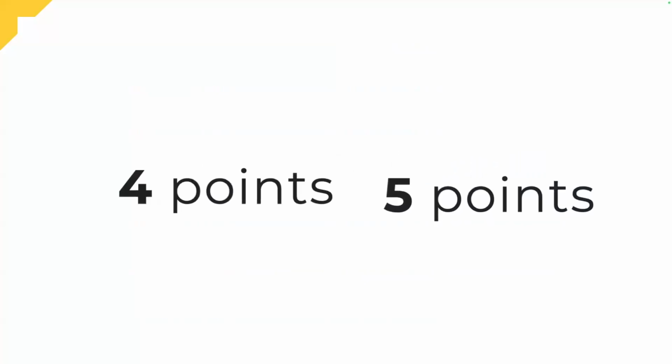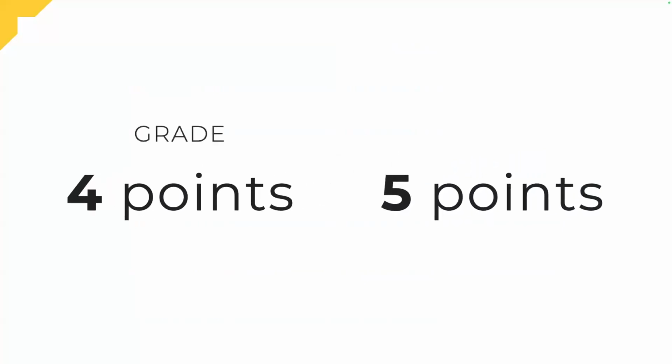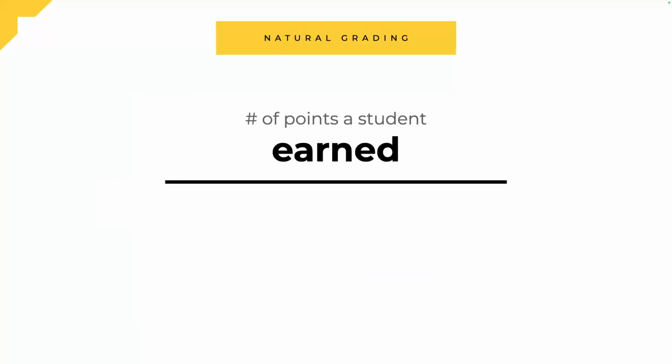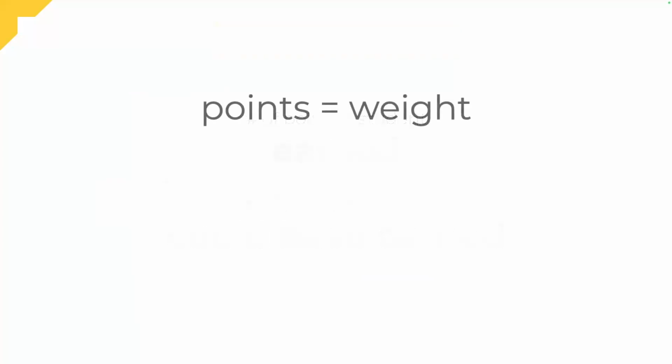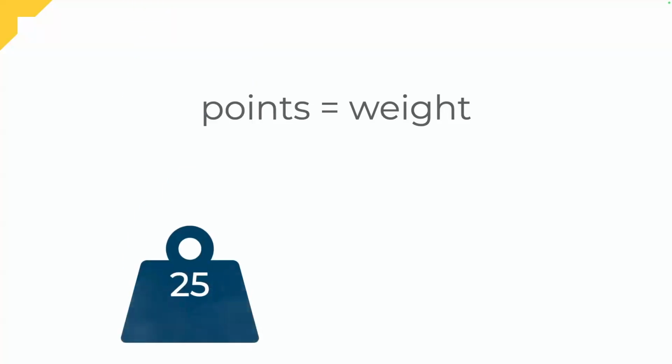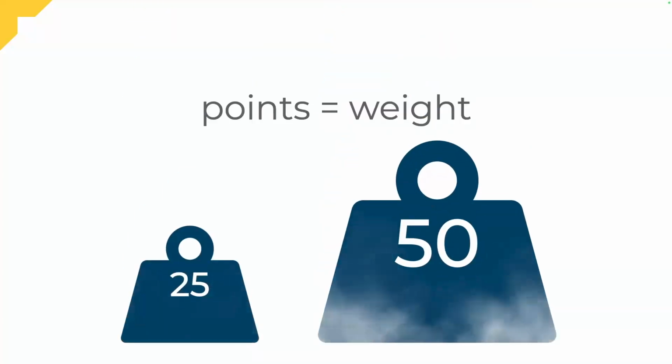In other words, my grade is 4 points. The total that I could have earned is 5 points. And that is how the grade is calculated. So natural is just the number of points your students have earned out of the number of points they could have earned. And that's scaled all the way up to the course total, not just individual activities. There are 2 other things that are helpful to know about natural. The first is that the points determine the weight of grades in natural. And that means that if you have a 25-point assignment and a 50-point assignment, that 50-point assignment has twice the weight because it has twice the point value.